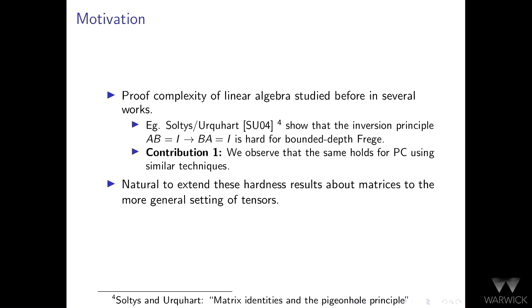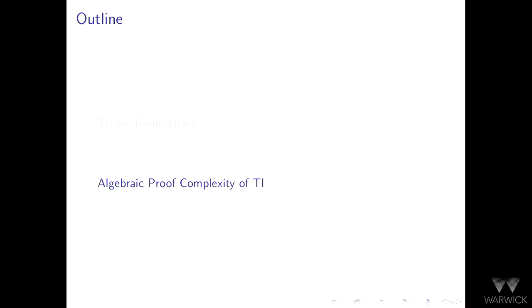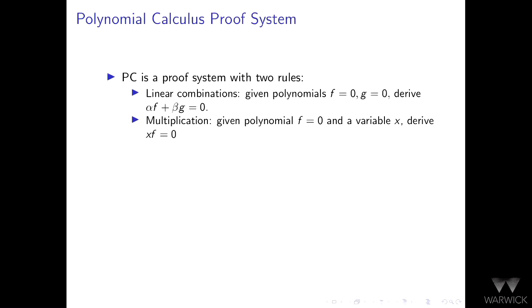And so now I will introduce the PC proof system formally and state our results. So polynomial calculus is a proof system that includes two rules. The first is a linear combination rule, which is that given two polynomials f and g that are equal to 0, then we know that any linear combination of f and g is equal to 0. Next, we have a multiplication rule, which is that if we are given that a polynomial f is equal to 0, then x times f must be equal to 0 as well.